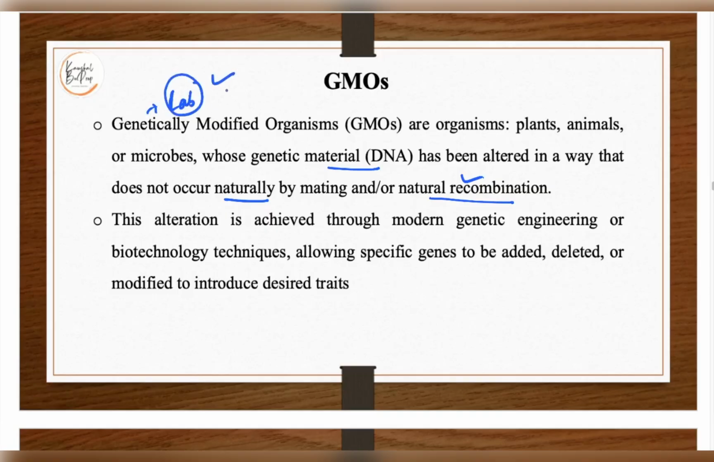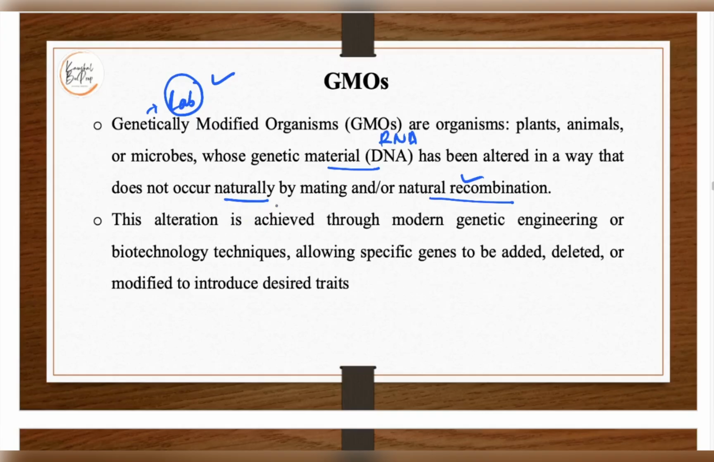So we produce genetically modified organisms by making some kind of alteration in their genetic material, which can be DNA or even RNA based on the organism. So there are genetically modified plants, animals, and even microbes. And why do we do that? We do this alteration so that we can achieve the desired trait in the particular organism.